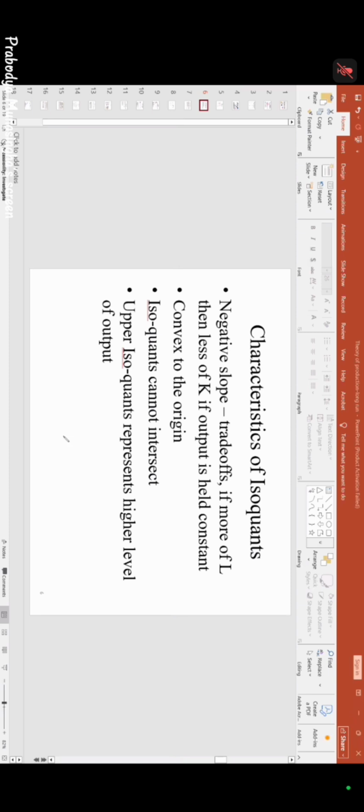Okay. So if I just mention a basic thing in demand, it is like this. So in demand, what kind of slope do you have?